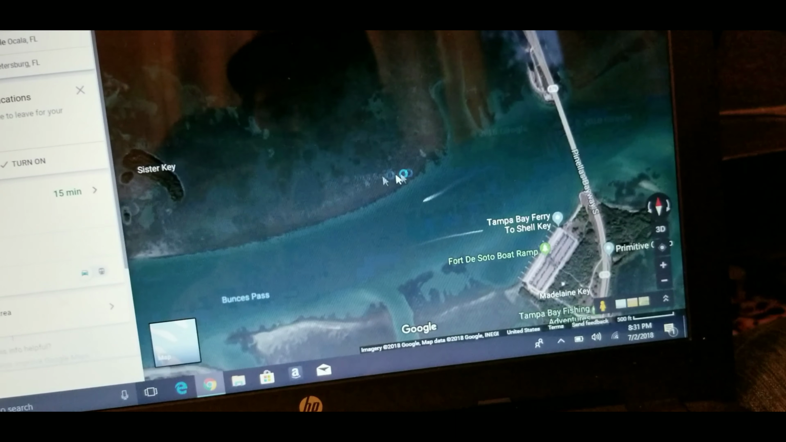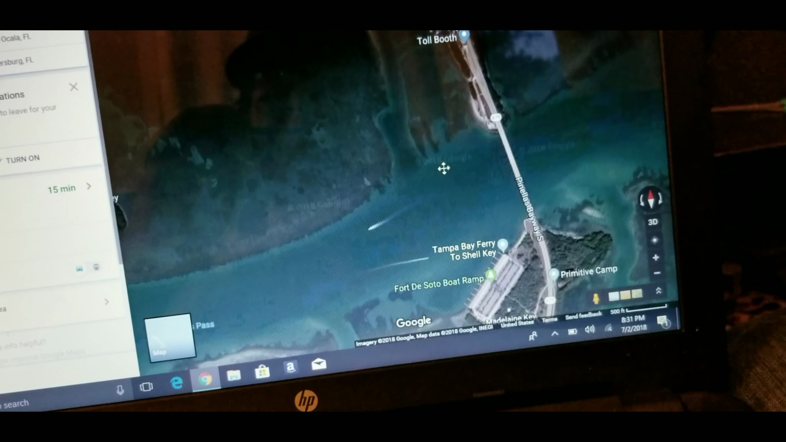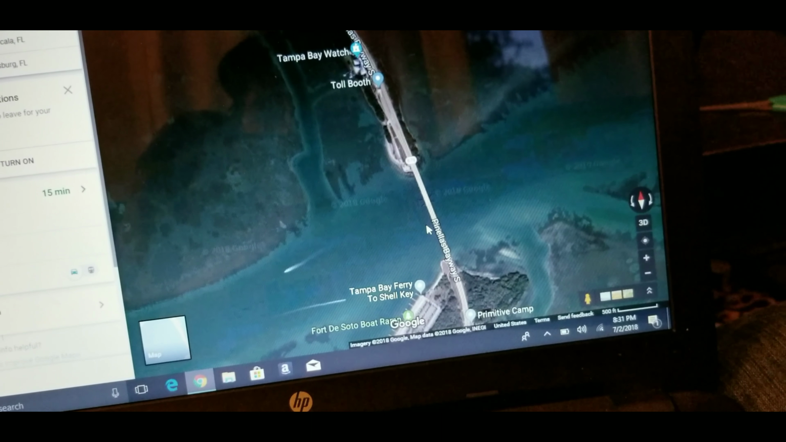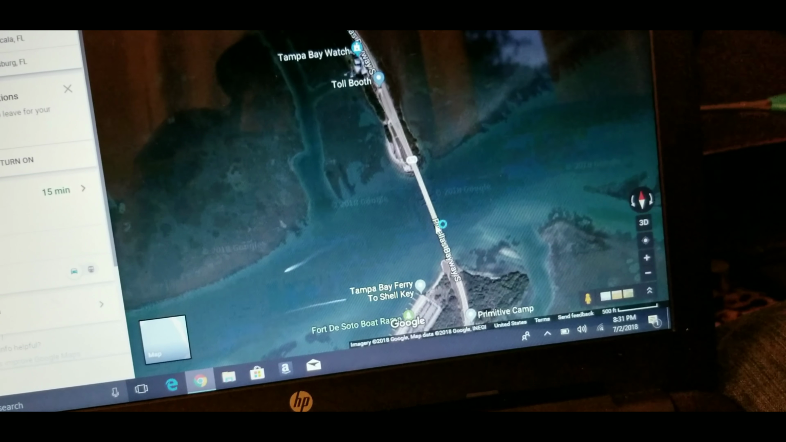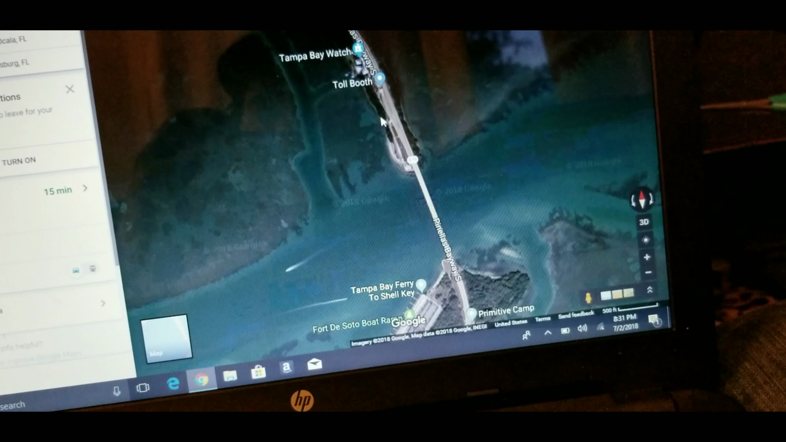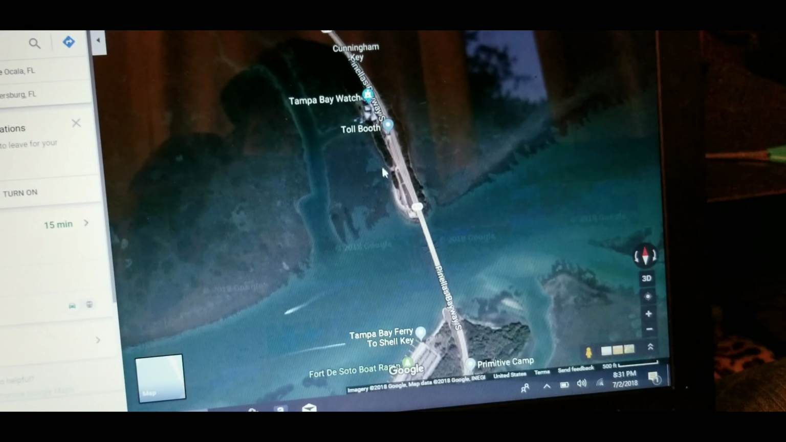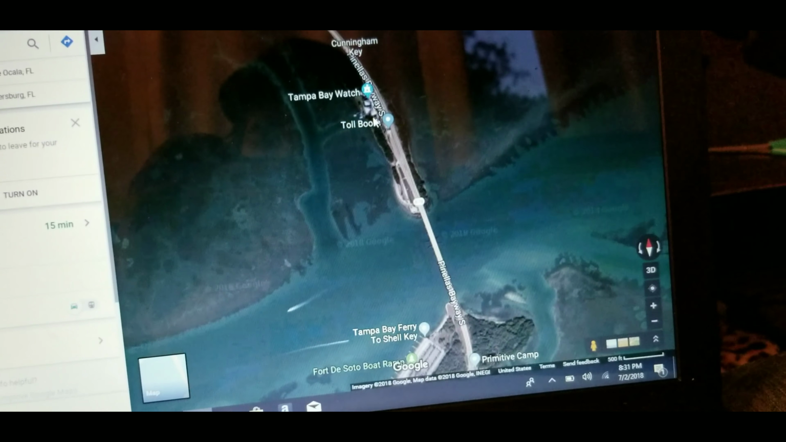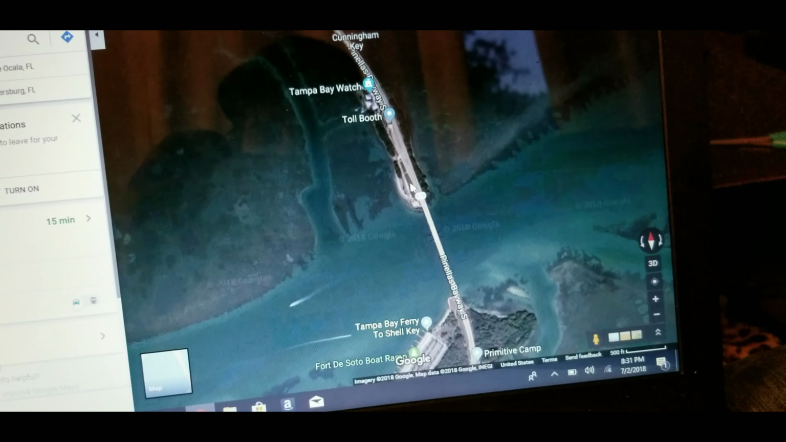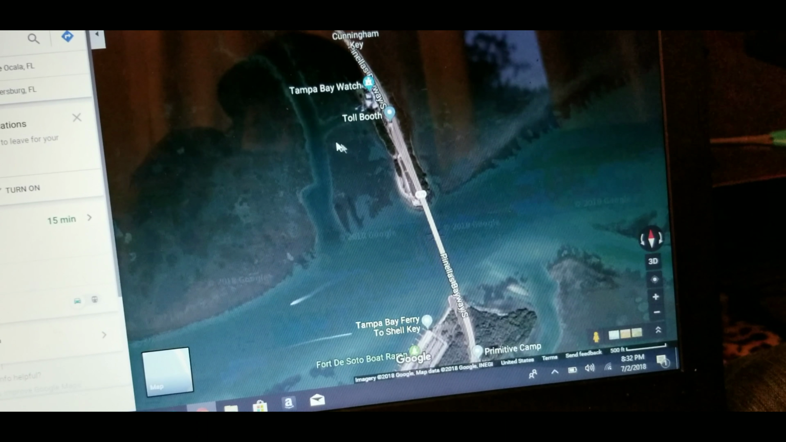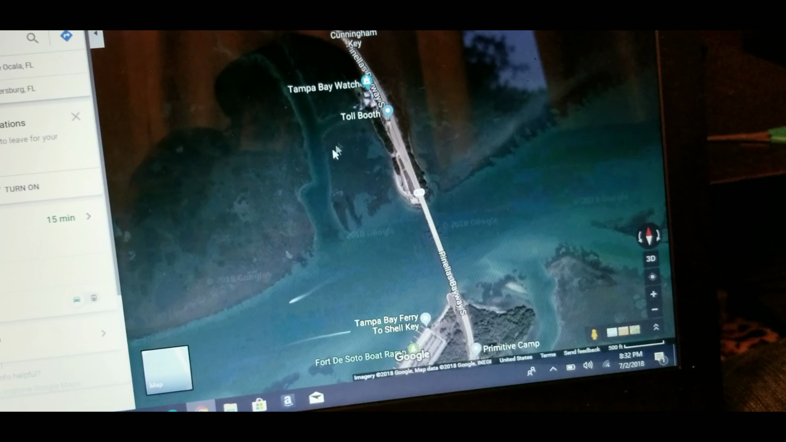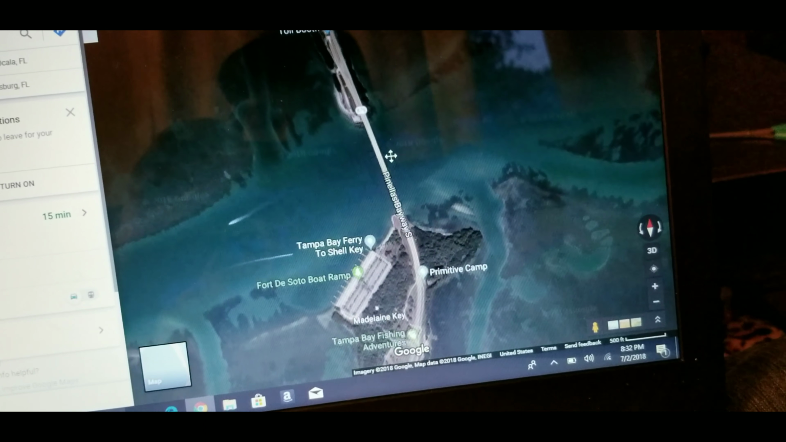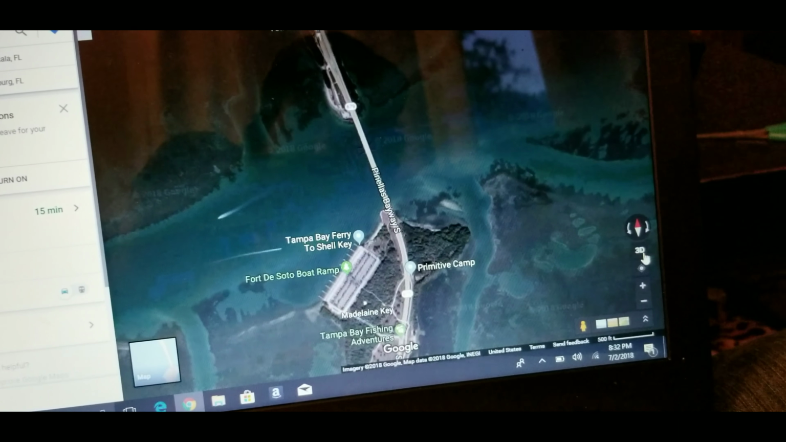If we go on this side toward the bridge, there's definitely going to be snook out here. So we've got the bridge, which is structure, and we've got water depth. There's a toll booth right here that you guys can pull over near, but Tampa Bay watches right here. There's a bunch of structure and grass out here, so you know there's going to be bait out there. And there's depth and structure. So those are basically the most important things.